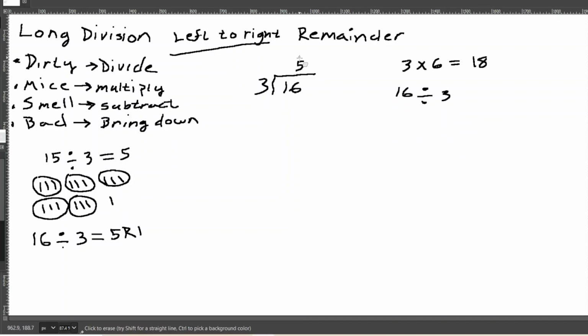So you gotta use a number that won't be bigger. So your answer can't be bigger than what's in the box, right? Your answer can't be bigger than the dividend. Now 3 times 5 works because that's equal to 15, right? And 15 is smaller than 16, so it does work. So now that we've divided something, we placed our 5 in the ones place because it fits into 16, not 1, right? We would do 5 times 3, which ends up being 15.